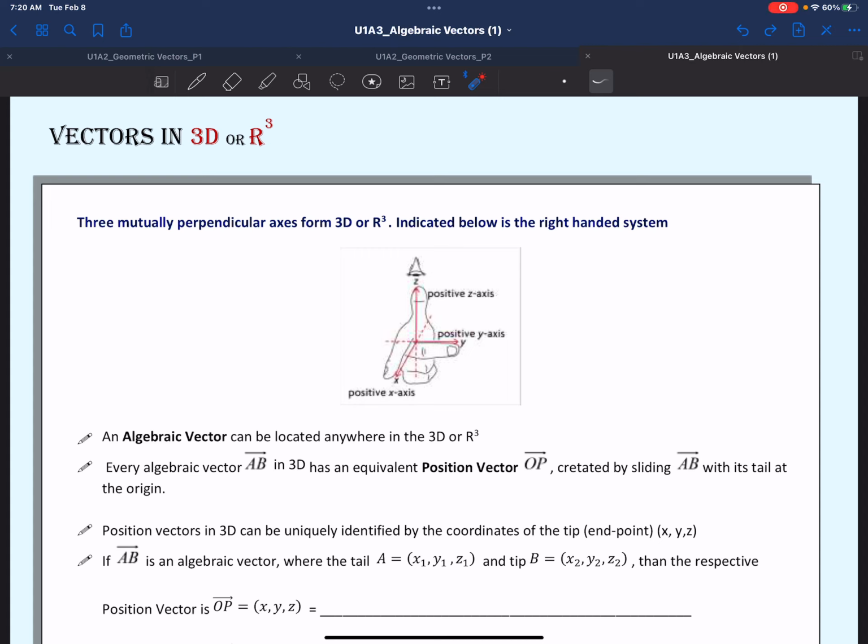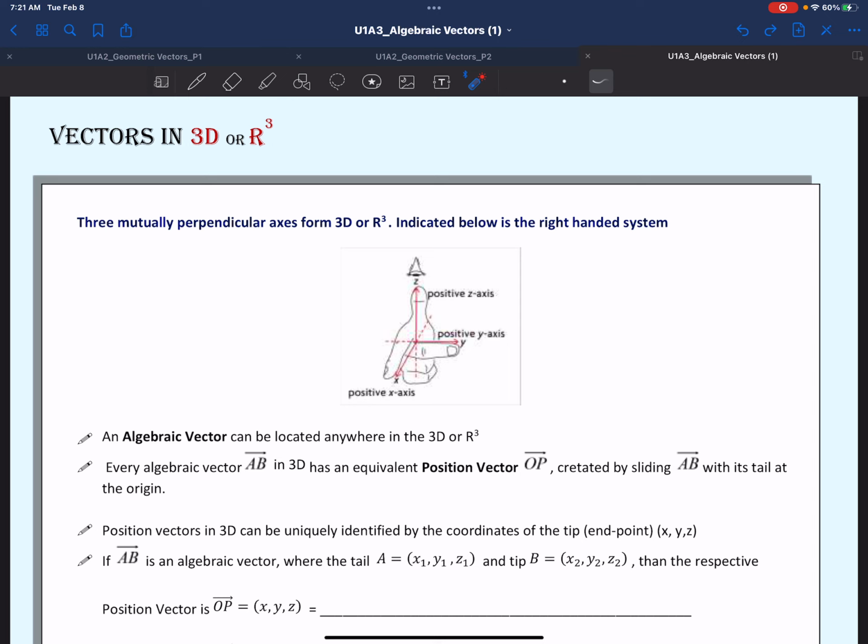Hello and welcome back. In this lesson, we're learning algebraic vectors. We just took a look at algebraic vectors in 2D, and now we'll work on 3D vectors. If we understood algebraic vectors in 2D, then it will be easier for us to understand the 3D vectors.